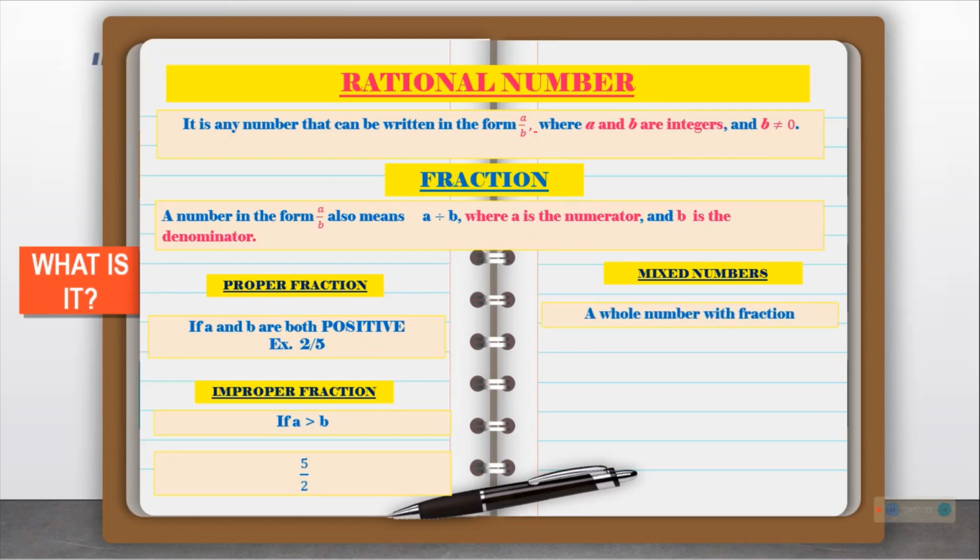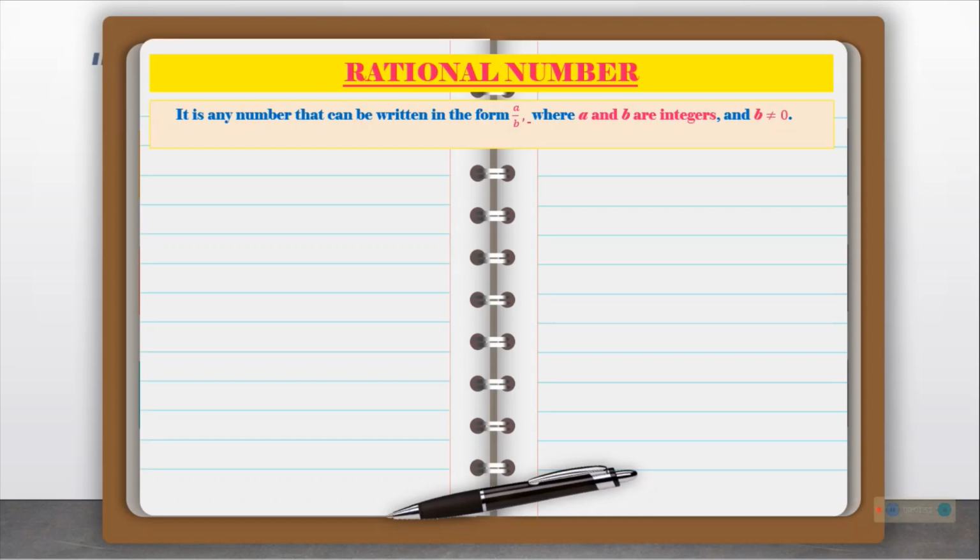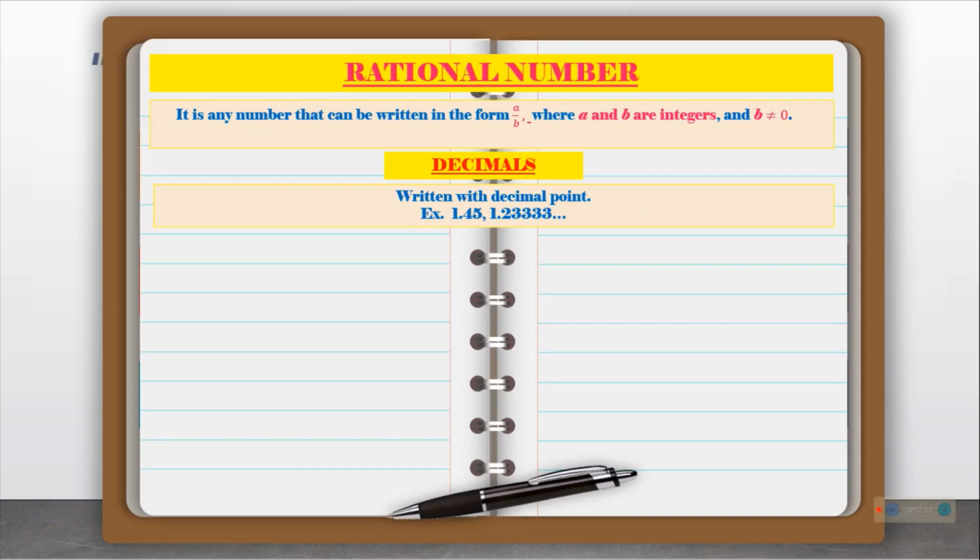Next, we have mixed numbers: a whole number with a fraction. For example, 4 and 1/3. 4 is the whole number and 1/3 is the fraction. Under rational numbers, we also have decimals. Decimals are written with a decimal point. Example, 1.45, 1.2333... Kapag nakakita kayo ng tatlong dot, meaning that is an ellipsis, meaning continuous or tuloy-tuloy.